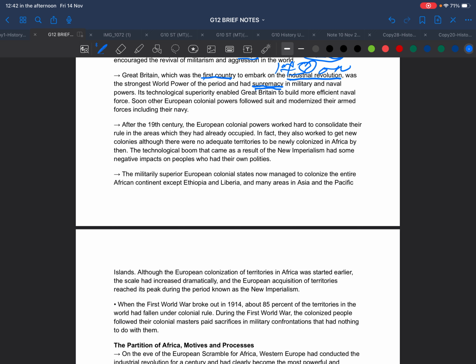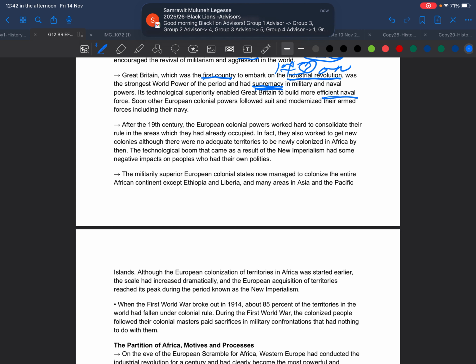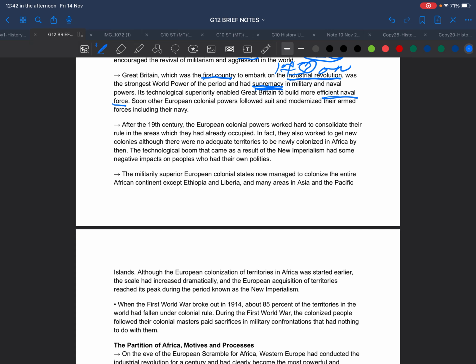That means she took the leading position. Its technological superiority enabled Great Britain to build a more efficient naval force. As you know, Great Britain is a mix of Wales, Scotland, Ireland, and England. They are kind of islands, surrounded by the waters of the North Atlantic.